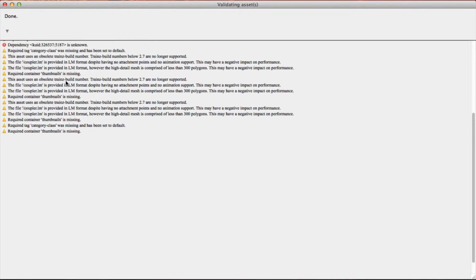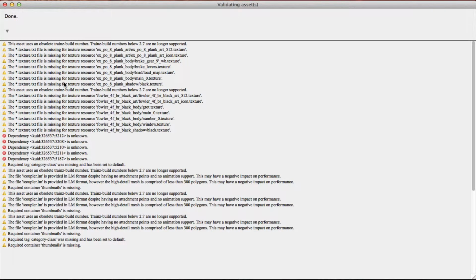Some of them keep saying all this stuff: "This asset user obsolete. Trainz build number." Some of them are saying they're missing texture packs, and some are saying "unknown" and all that. But this came with the Trainz. For some reason, when I downloaded the other Trainz, it got rid of them.